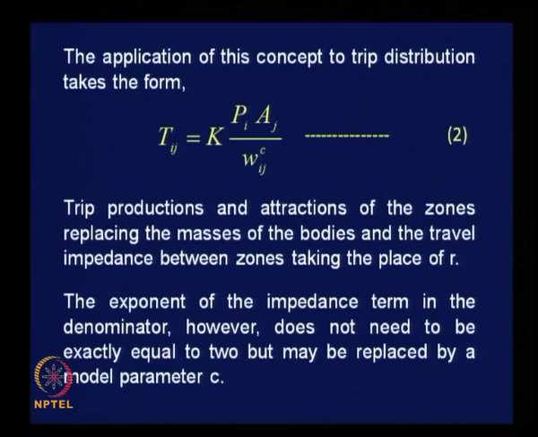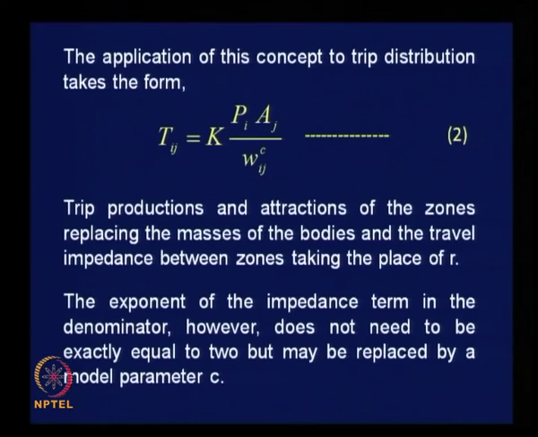The exponent of the impedance term in the denominator, however, does not need to be exactly equal to 2 as in equation 1. It can take any value depending upon the actual field conditions. We have to really calibrate and find out the exact value of C, the value of the exponent. It may be replaced by a model parameter as shown here, C, because it is going to be a variable and it should actually be derived based on calibration.